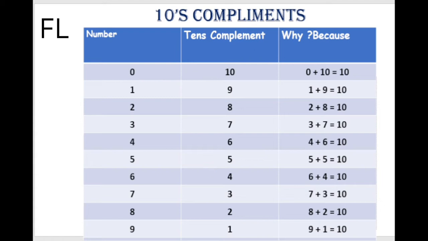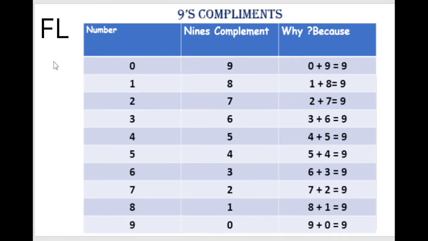In the same way, the 9 complement of 1 is 8, meaning you have to subtract 1 from 9, so you will get 8. Here we will learn only the single digit complements. If you learn these, it will be easy to solve the 2, 3, 4, 5 digit complement numbers. Now let's start the exercise.